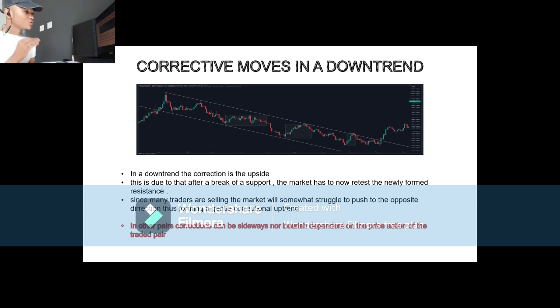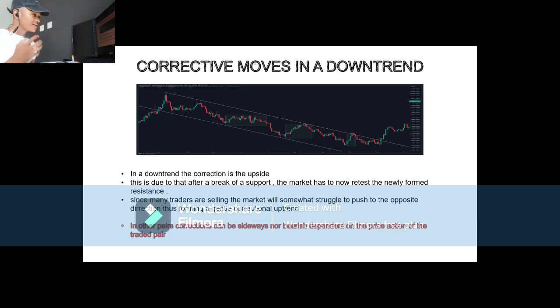This is due to after a break of a support, right, which is the floor. We break the floor. Now it's becoming a ceiling, right? We have to retest this floor that you broke. Now a ceiling. So due to having many sellers, the market will struggle to buy. You get it? Will struggle to buy. Thus, we will form a gentle correctional uptrend or reversal trend, right? Let's get to the next bullet point.